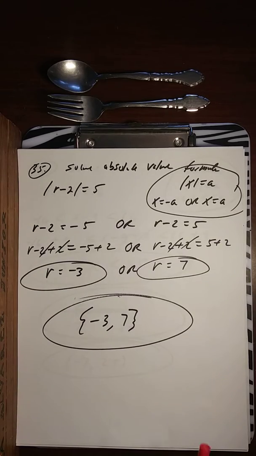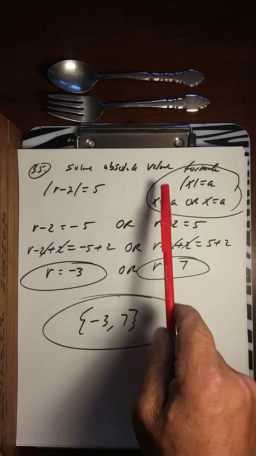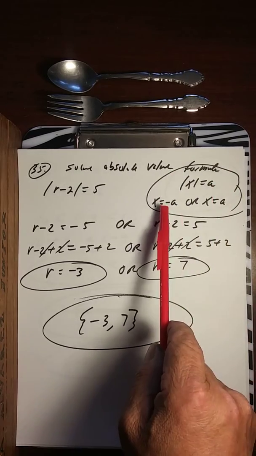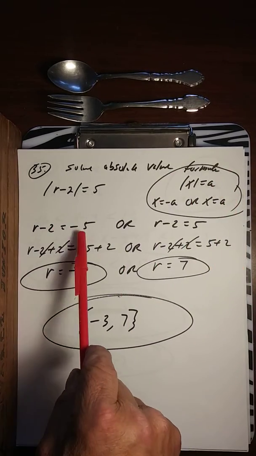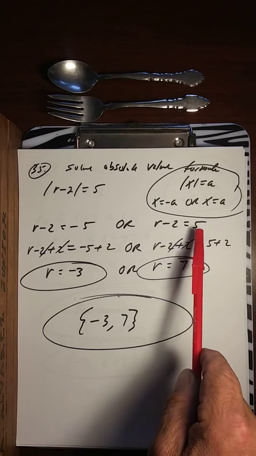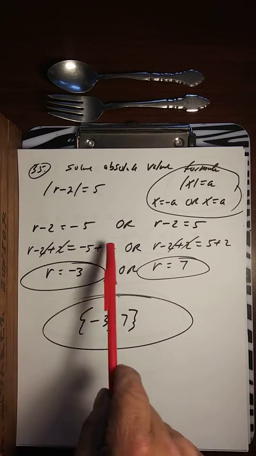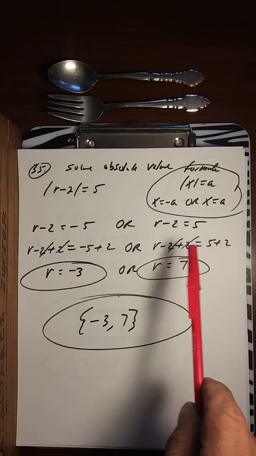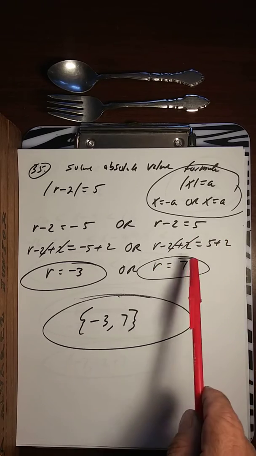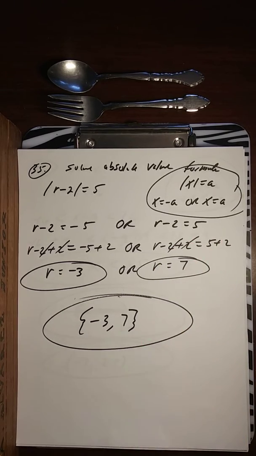Absolute value of r minus 2 equals 5. There's a formula right there. It says absolute value of x equals a means it's negative a or positive a. So it says that equal to negative 5, or that equal to positive 5. So now what do you do? Add 2, so r is negative 3. This one, add 2, so r is 7. So negative 3 and 7.